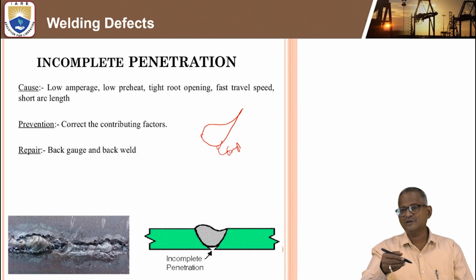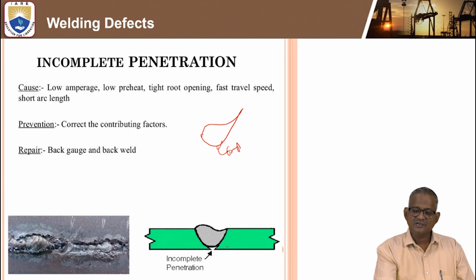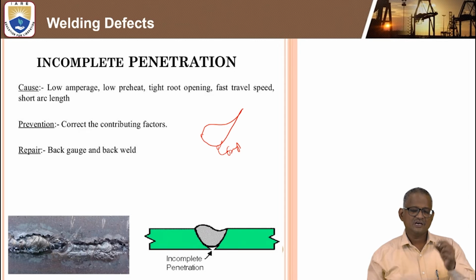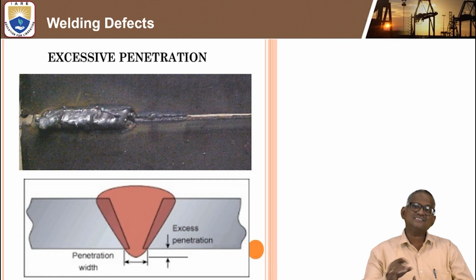Sometimes identification of the two gaps is very difficult. So that is why some variation will occur that leads to incomplete penetration. Okay, so this is about another defect. Now let us see what about the excessive penetration.